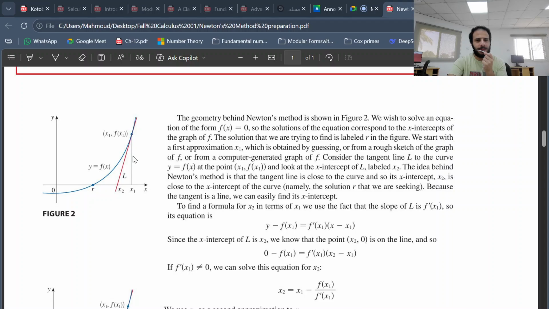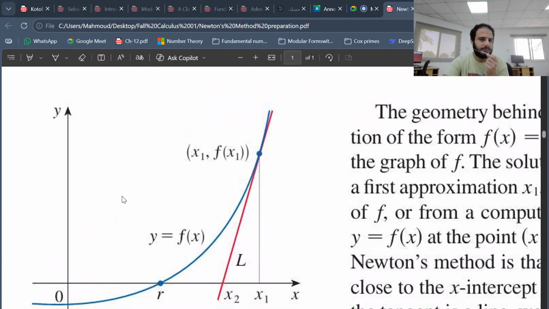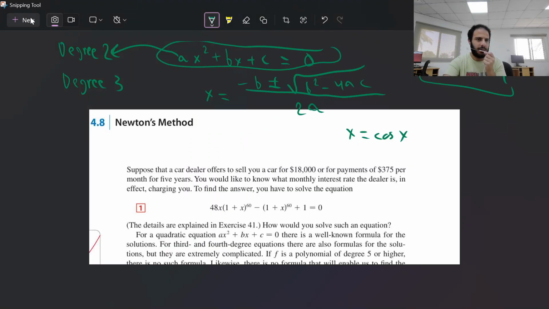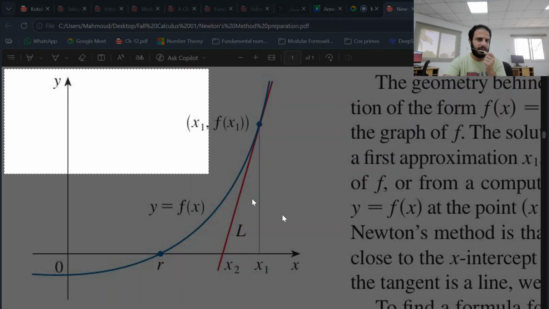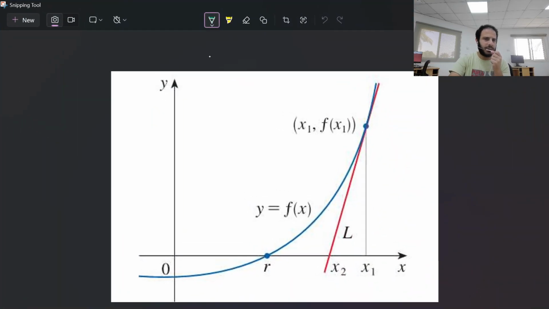Now, here is the idea. The geometry behind Newton's method is shown in figure 2. I will show you. See the graph. The solution of this equation is r, right? Because we are solving equations. Let me show you the idea. We are trying to solve equations of the form f of x equals 0, right? So our solutions lie on the x-axis. So here r is the solution we want. Are you good with this?